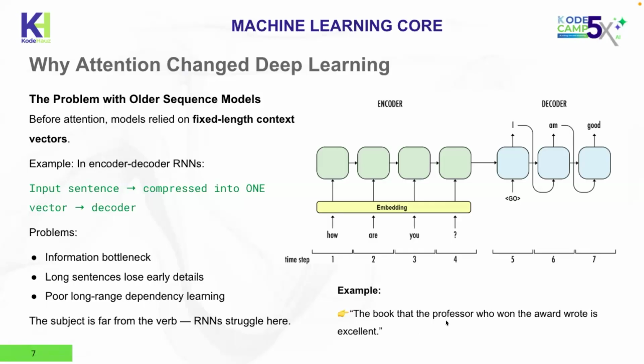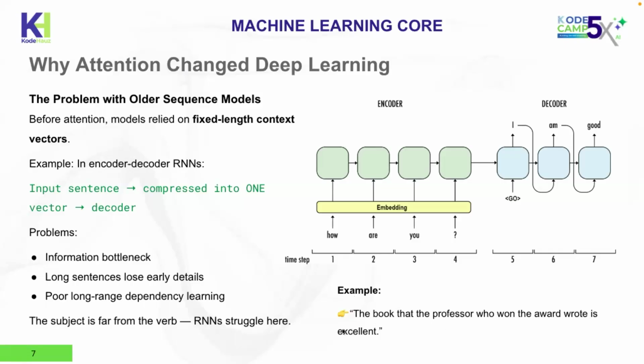Okay, so a good example is: a book that a professor who won the award wrote is excellent, right? So the question is, what is excellent? Is it the book that is excellent, or the professor, or the award? If you use a standard RNN or even an LSTM or GRU based sequence model, you will struggle with this. If you ask it what is excellent, it will not know, because the book is actually what is excellent. It's not the professor that is excellent, and it's not the award that is excellent, it's the book.